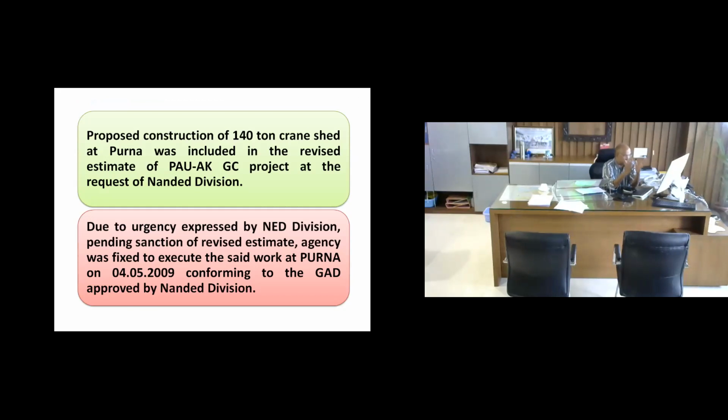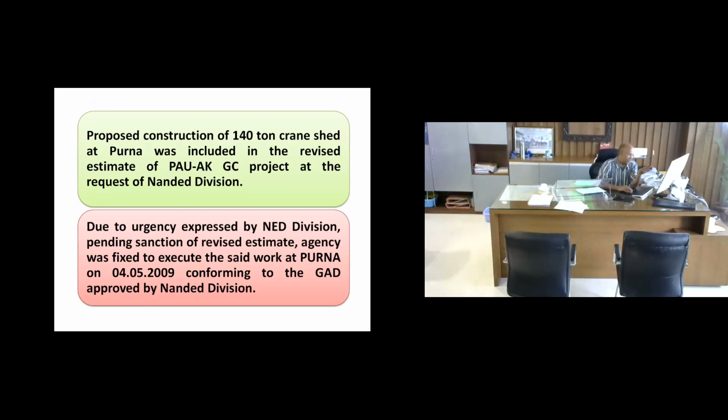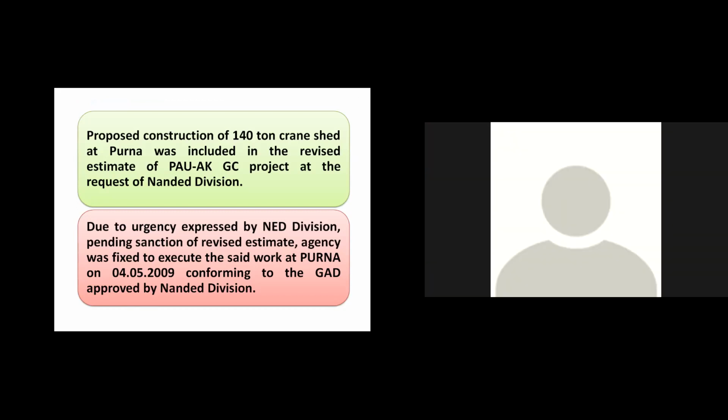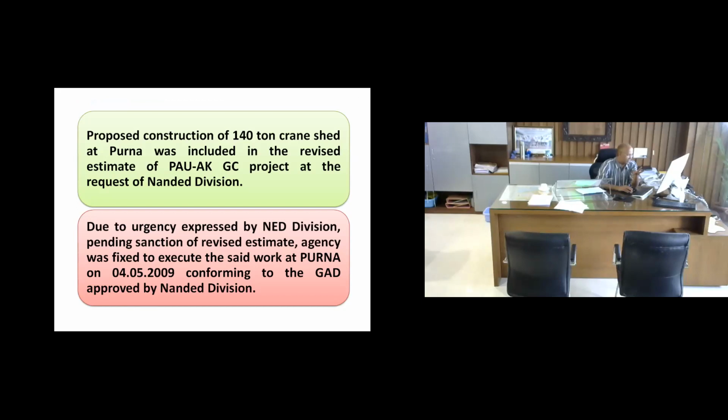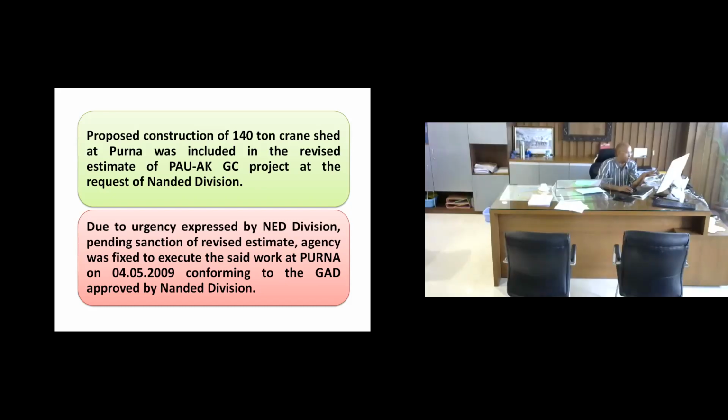And initially, in the beginning, in 2009, the division wanted it to be done at Purna, and they wanted other series. So based on the division's request and site given, construction had already started. The work was taken up at Purna, which is about 56 kilometers away from Nanded, the divisional headquarter.